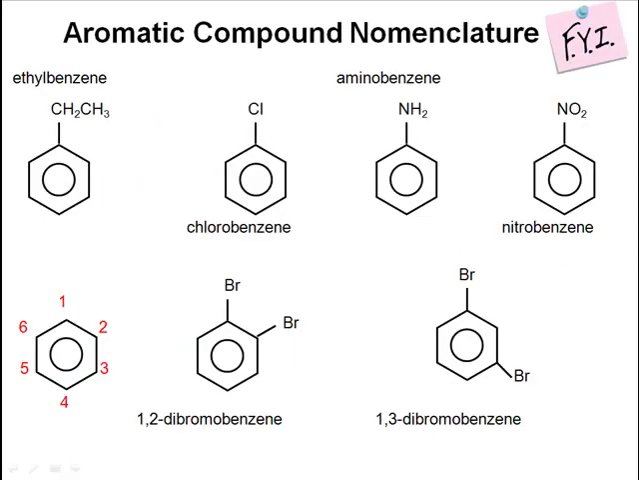To name aromatic compounds, you've got the benzene, and with an ethyl group attached, it's called ethylbenzene. Here you've got a chlorine, so it's called chlorobenzene. Here you've got an amine, so it's called aminobenzene. Here you've got a nitro group, NO2, so it's called nitrobenzene. And if you have more than one thing on it, you number from the top and go around like a clock. So this is 1,2-dibromobenzene, and then 1,3-dibromobenzene. So that's how to name benzene.